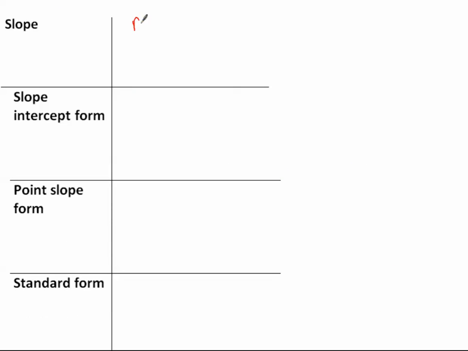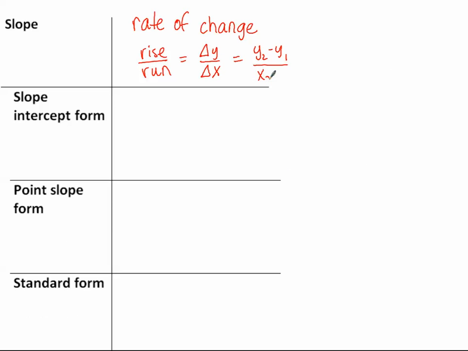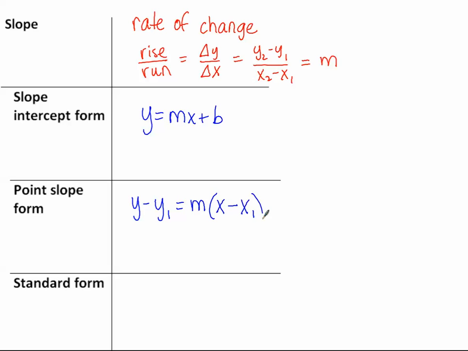Slope. Remember, lots of ways to say slope. Rate of change is a popular way. Rise over run. Change in y over change in x. y2 minus y1 over x2 minus x1 is the formula we often use, and we use the lowercase letter m. Slope-intercept form is y equals mx plus b. Point slope form, y minus y1 equals m times x minus x1, and standard form, ax plus by equals c.